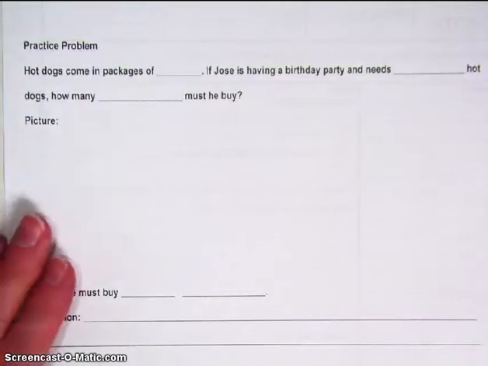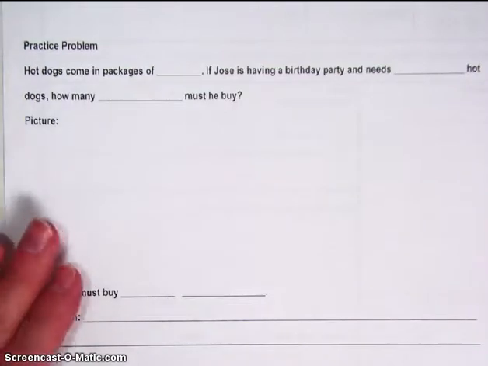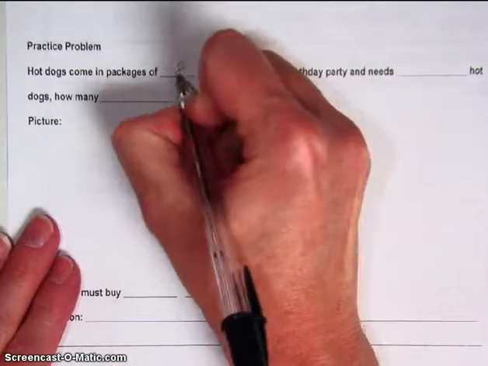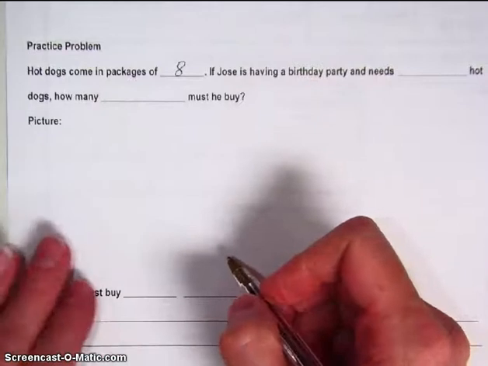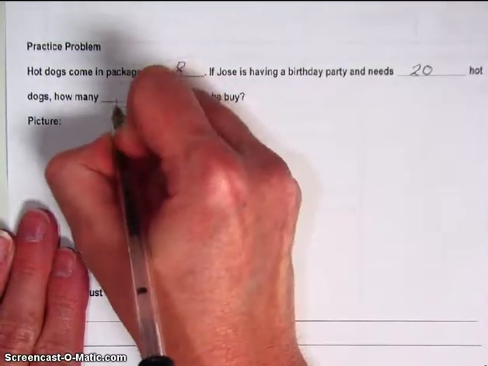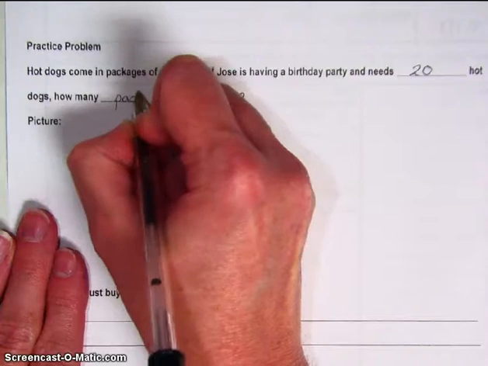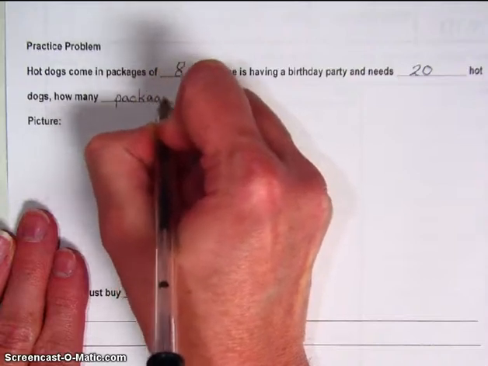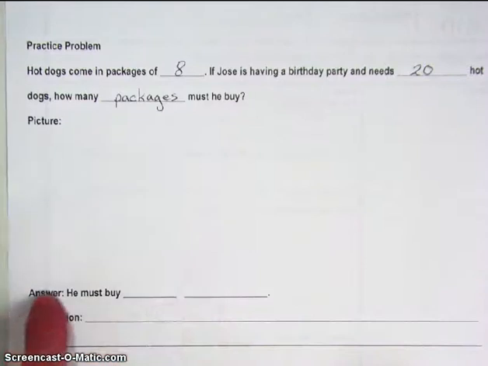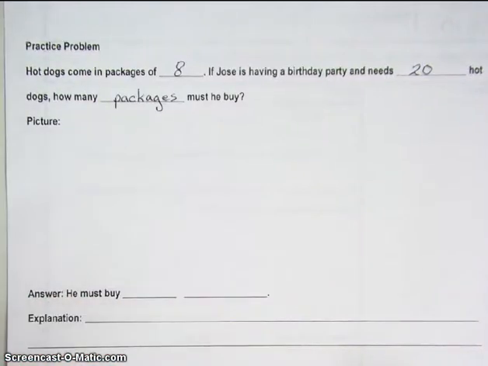On the back of this page, I've included your practice problem. Let's read it together. Hot dogs come in packages of 8. If Jose is having a birthday party and needs 20 hot dogs, how many packages must he buy? I have included spaces for your picture, for your answer, and for your explanation.